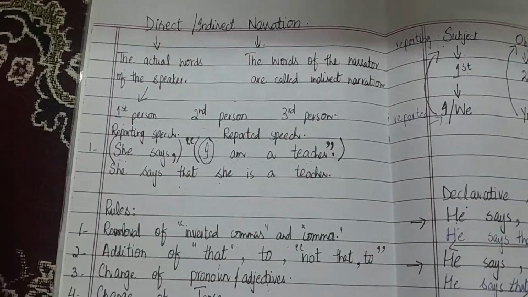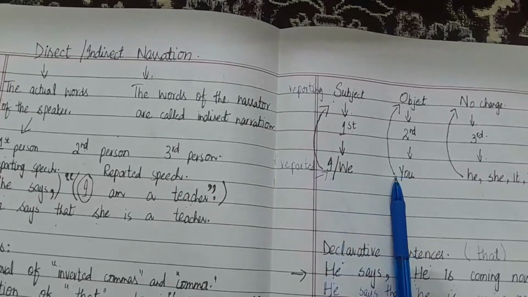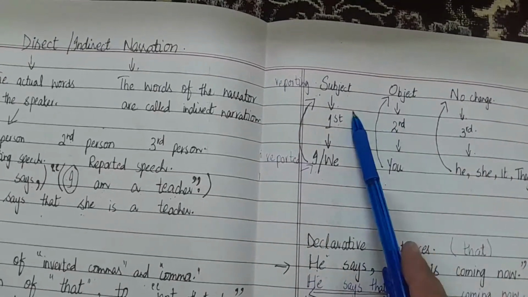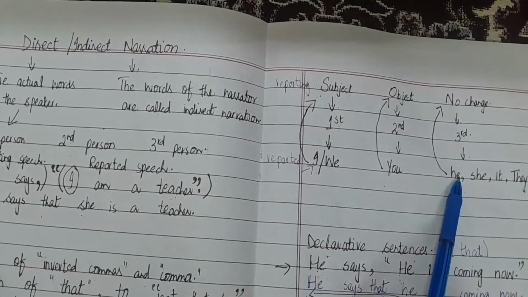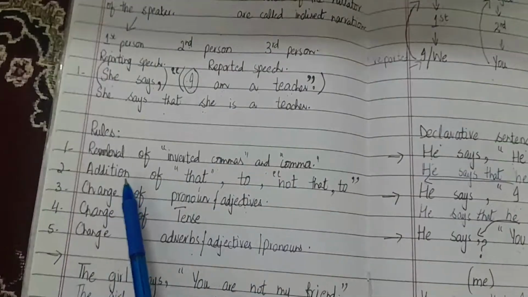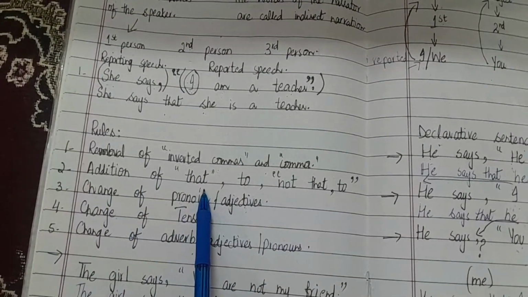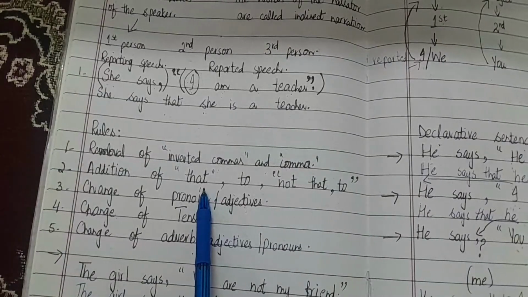First person pronouns of reported speech are changed according to the subject, here we have mentioned. Second person pronoun of reported speech are changed according to the object, and third person pronouns are changed according to the no change. Then the general rules are removal of inverted commas and comma, addition of that in all the sentences except imperative sentence and interrogative sentence.